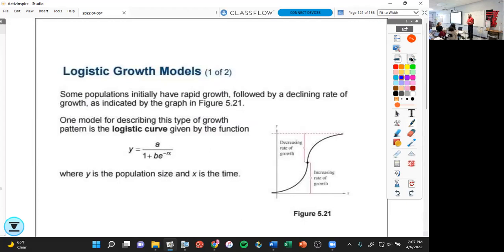It'd be kind of like China, how they made it so that you can't reproduce. Running out of resources, you run out of food, right? Okay. So there are different ways for growth to go fast and then slow down.